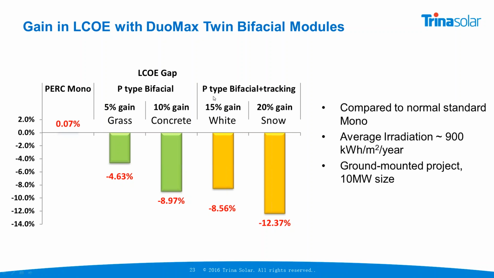If you put the modules on trackers and you have a white background and you get up to 15% gain, you could lower your LCoE by 8.5%. And if you put the modules on trackers, and I'm talking here about one-axis horizontal tracker, and on snow, you could get a reduction of LCoE of more than 12%.